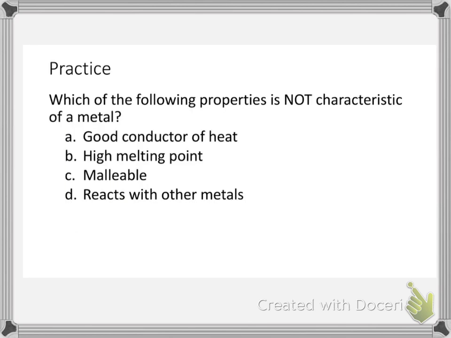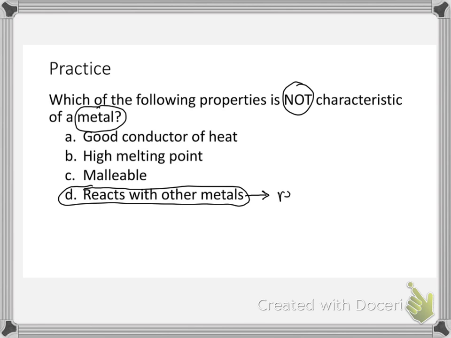So let's look at a couple questions that would be more like what you would have to do with the properties. So go ahead, read the question, pause, get an answer, and then start the video again, and I will answer. So which of the following properties is not a characteristic of a metal? And the answer is that it reacts with other metals. That is not true. Metals in general are good conductors of heat. They do usually have higher melting points and are malleable, but reacts with other metals? No, they react with nonmetals.